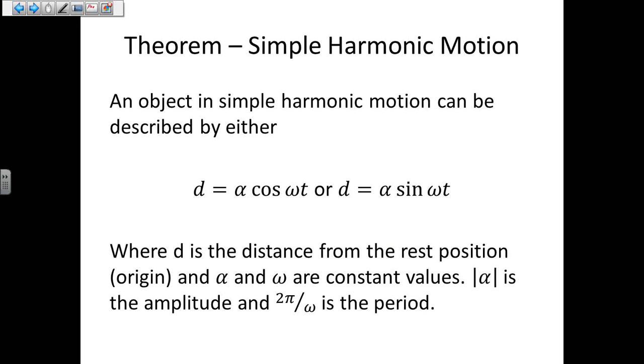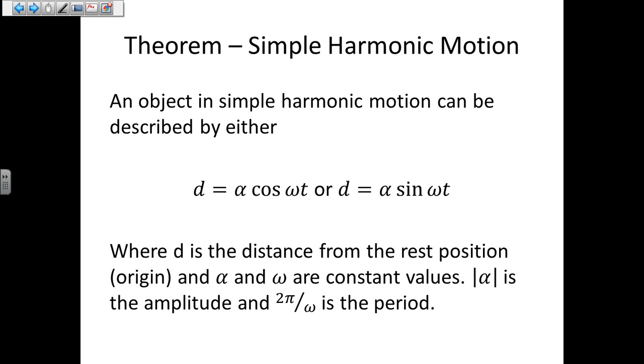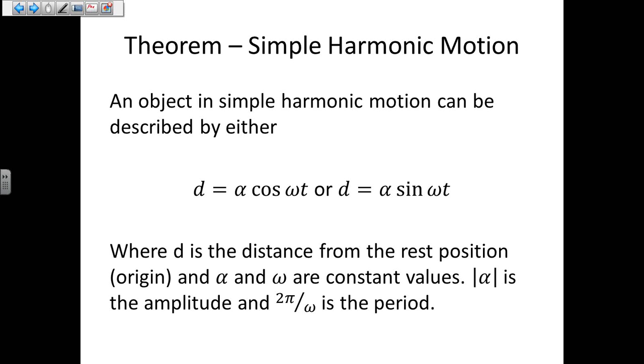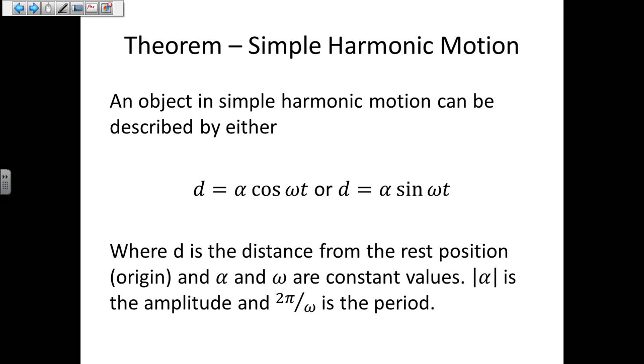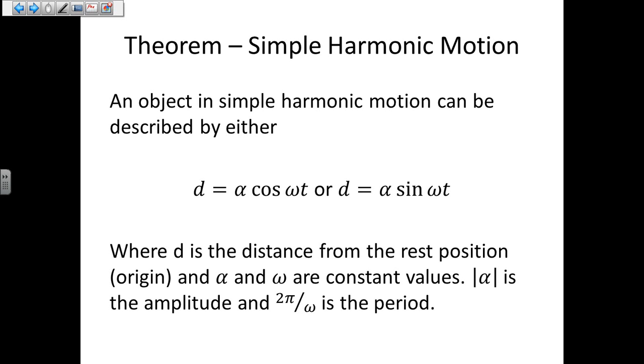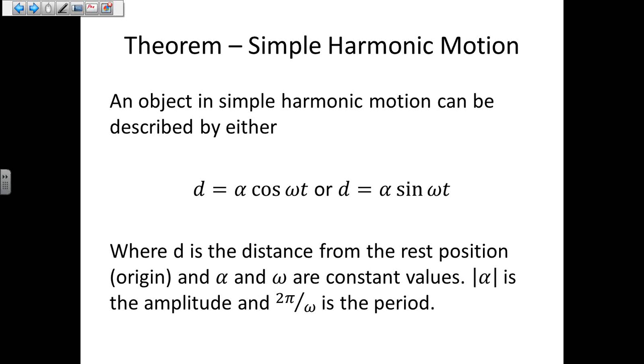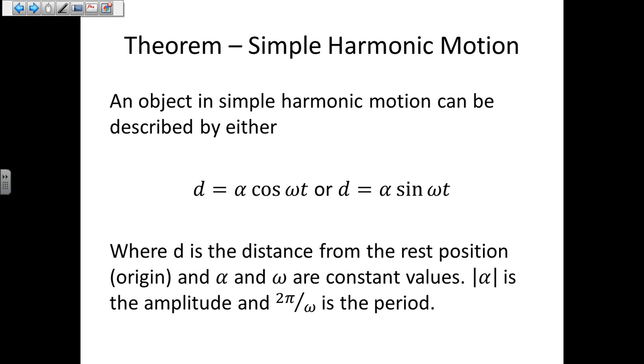Here's our theorem for simple harmonic motion. Quite simply, they just give us a couple basic equations that we're going to try to fit harmonic motion to. An object in simple harmonic motion can be modeled with either a cosine or a sine function. We either say that d, the distance from the rest position, is equal to alpha cosine of omega t. So that cosine is operating on omega times t, not just the omega there. Or d is equal to alpha sine of omega t.